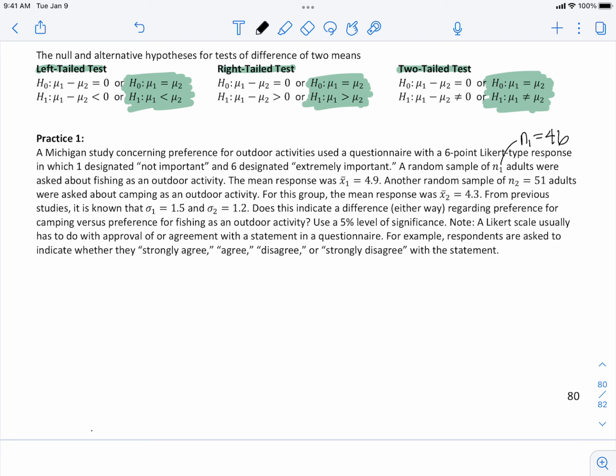Note, a Likert scale usually has to do with approval of or agreement with a statement in a questionnaire. For example, respondents are asked to indicate whether they strongly agree, disagree, or strongly disagree with the statement.